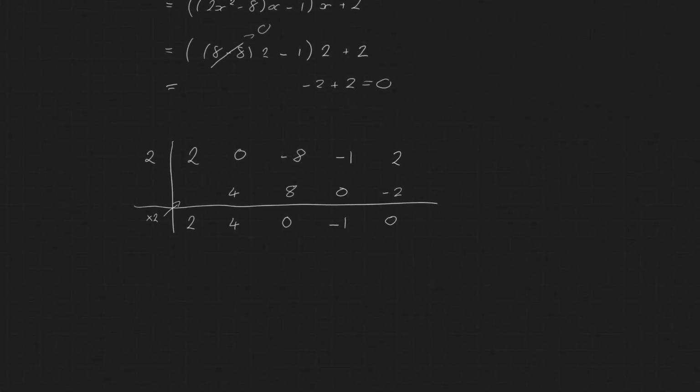So the first immediate result of this is that it's taken up a lot less space. I haven't had to do so many things in order to express it in this nested form to begin with, and I've also evaluated the result. I know that this value down here is p of 2.